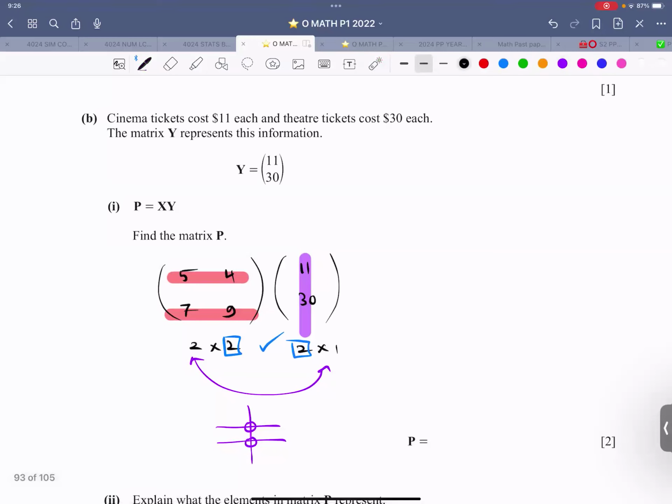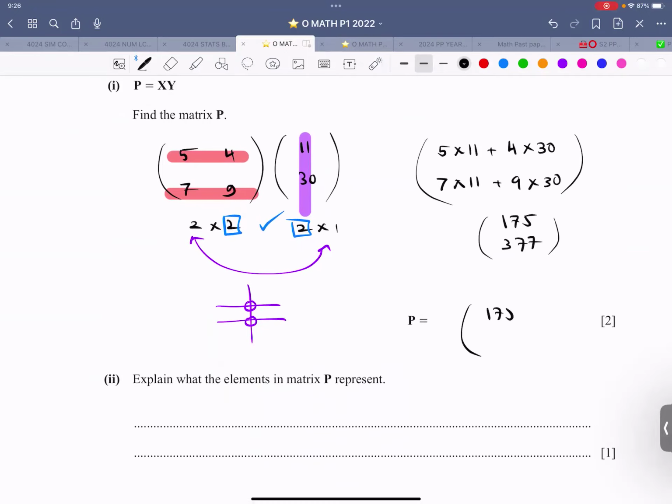So therefore, this is 5 into 11 plus 4 into 30. And the next one is 7 into 11 and 9 into 30. So therefore, this is 55 plus 120. This is 175. And this is 9 into 30 is 270 plus 77. So 270 plus 70, 340, 377. So this is what we are getting. P is 175, 377.